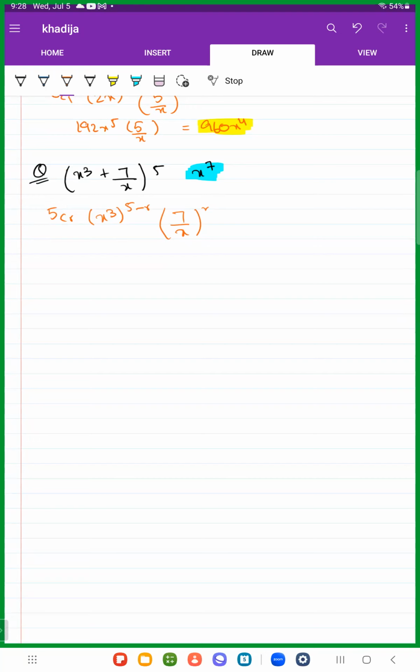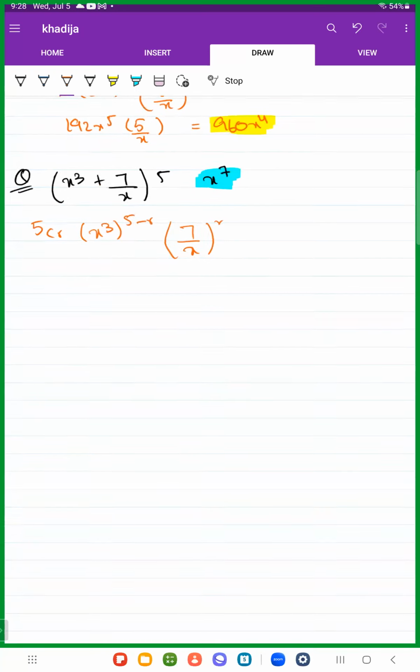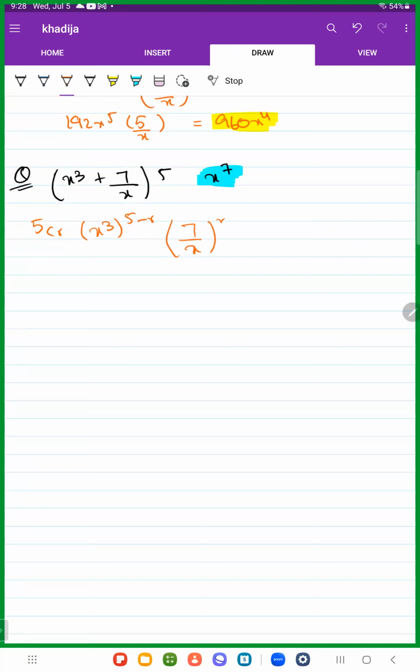R equals minus 1. Are you sure? So over here, did you multiply it with the bracket? Did you do x to the power 3 times 5, which is 15 minus 3r, and then 7x to the power minus 1 to the power r? Oh no, I didn't do that. Oh yeah, that's where I went wrong. Sorry about that.